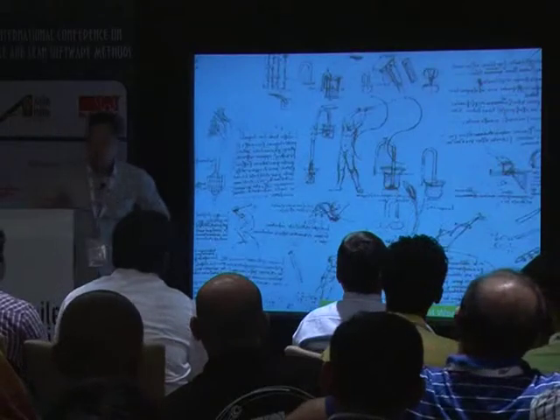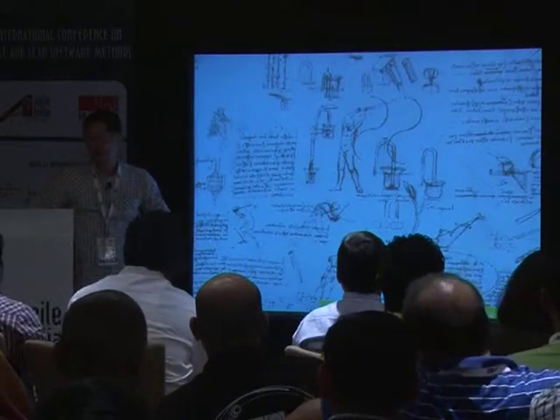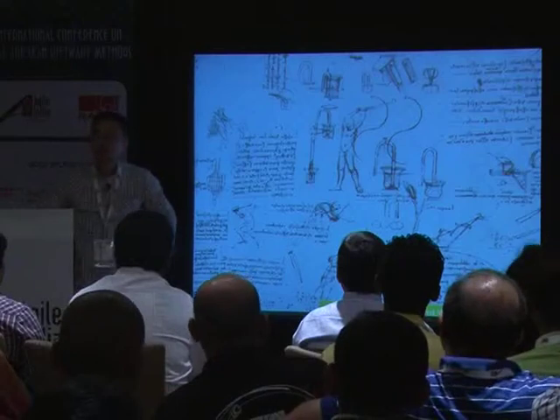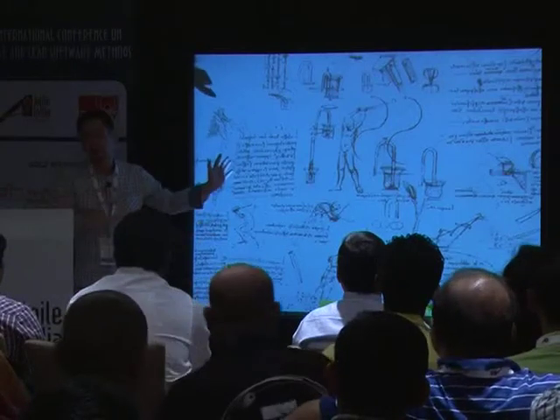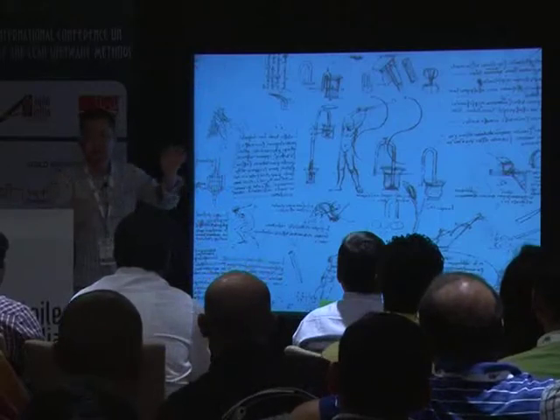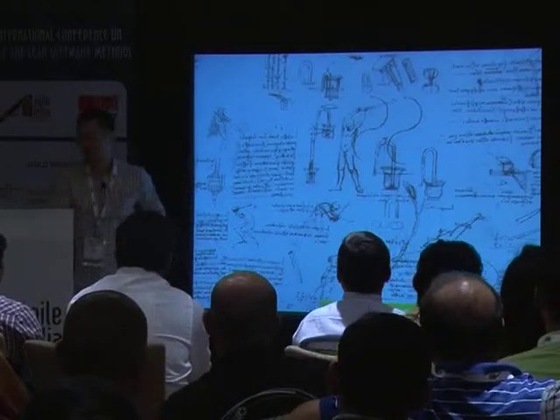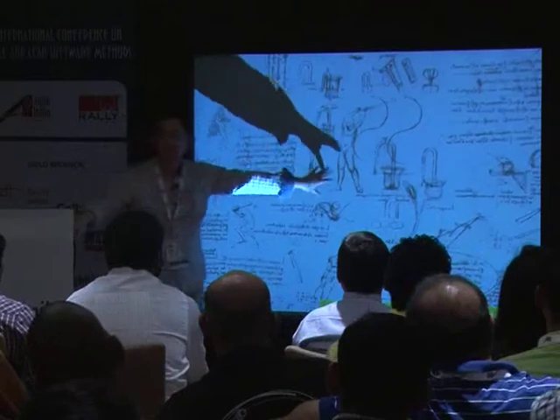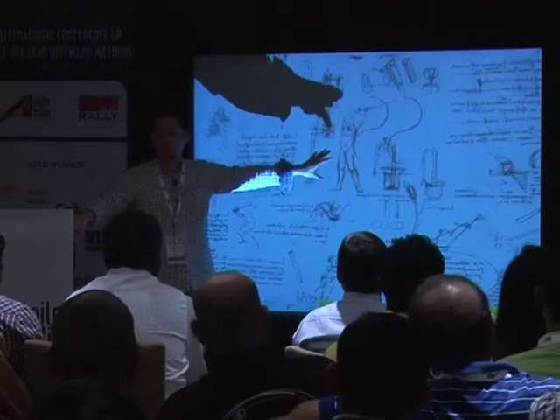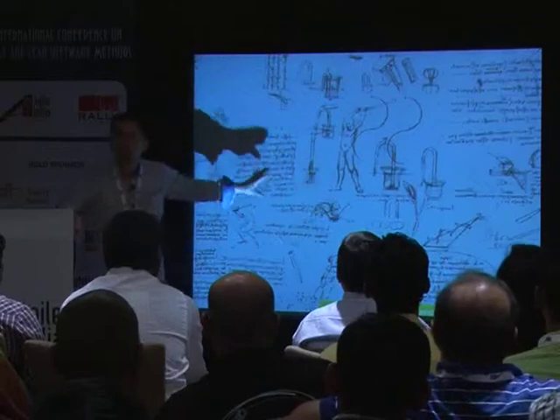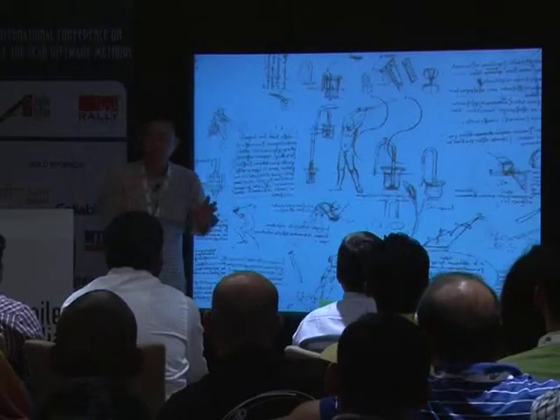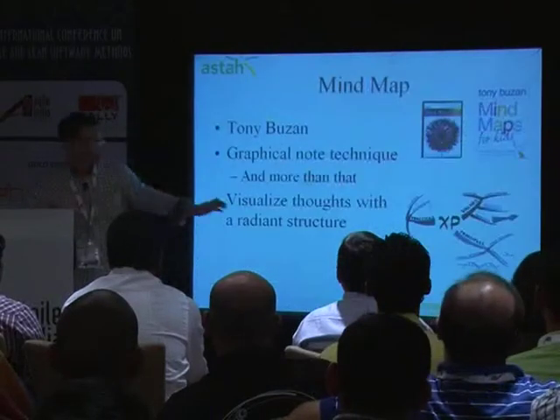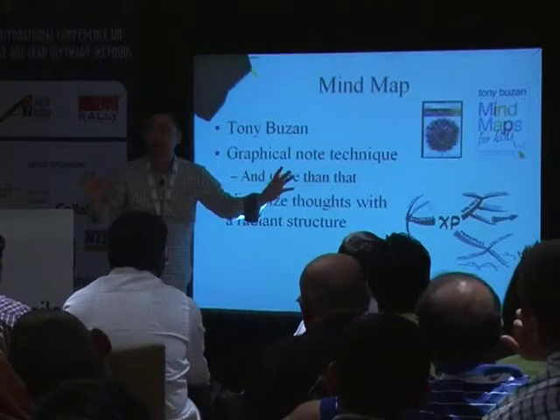Okay, why mind map? This is a picture or text from Da Vinci. Lots of people know about his things, like he was left-handed or he could write in mirror writing. But here, he used text and pictures at the same time. So the great brains in the world are using pictures or drawings and text or words at the same time. So mind mapping is shape and words at the same time.